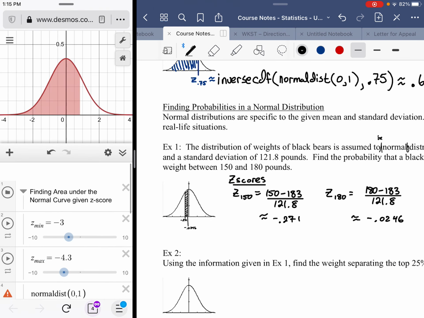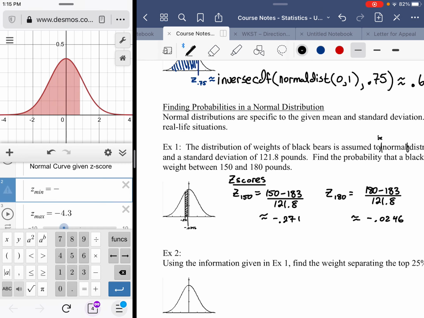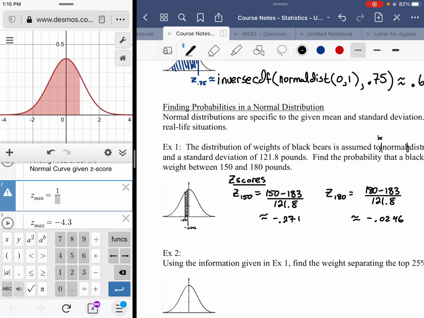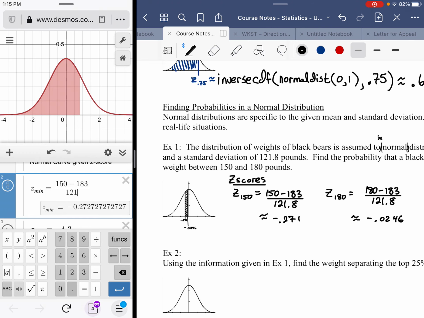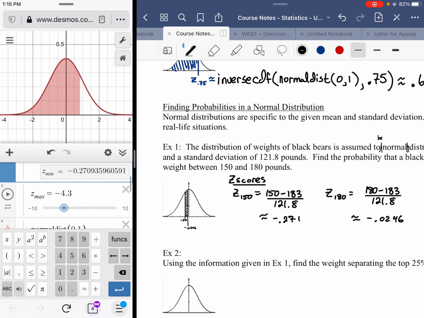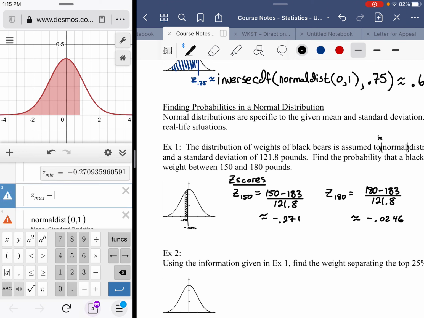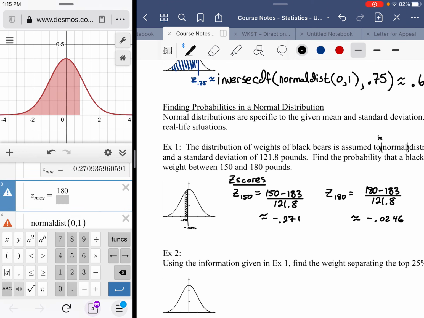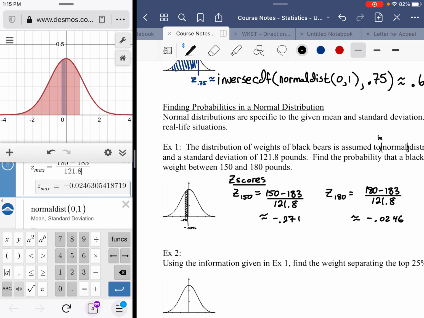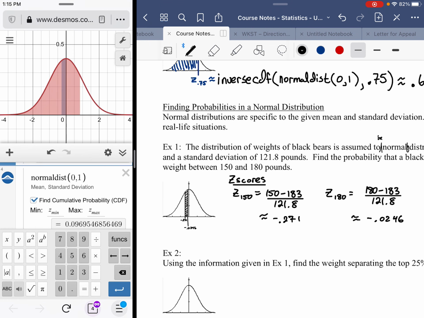What I can do now, get rid of that, is I can tap in for my min, the actual computation. So if I didn't actually need to report the z-score on paper, quote unquote paper, I could just type it in for z-min and for z-max, the actual computation. And it'll automatically populate those values into my normal distribution formula. You can see on the graph that little purple shading. It's the tiniest of slivers there. All right, so we're looking at a z-score probability.